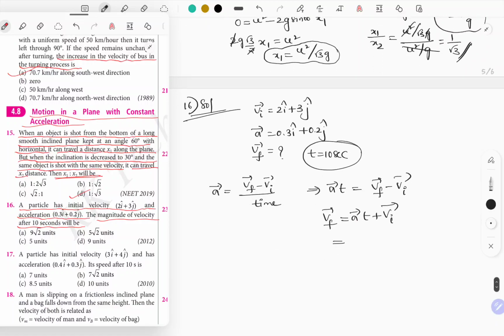Super. Acceleration value is 0.3 i cap plus 0.2 j cap. It is multiplied into time. Time is 10 seconds. Okay. Next.